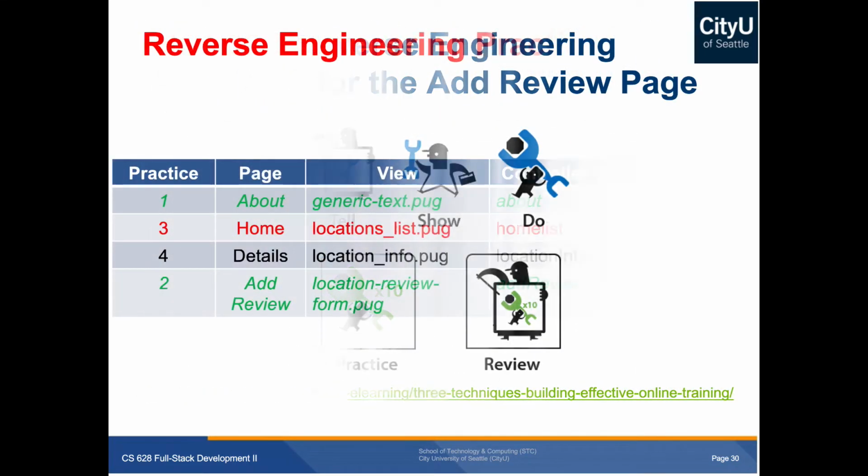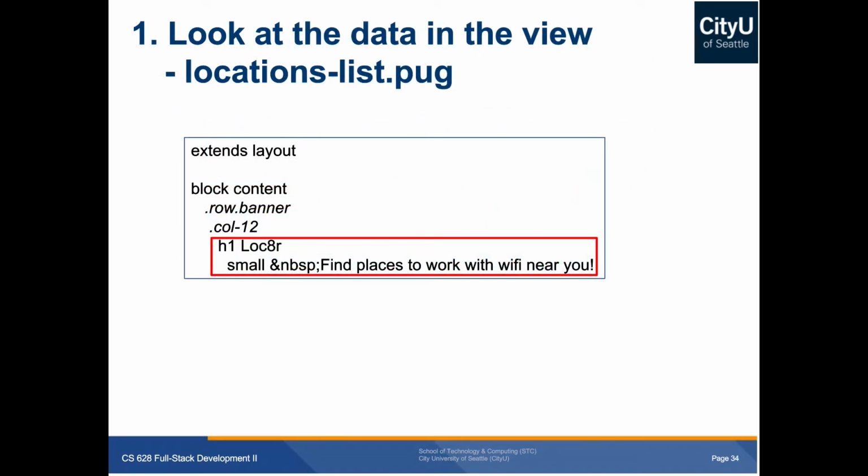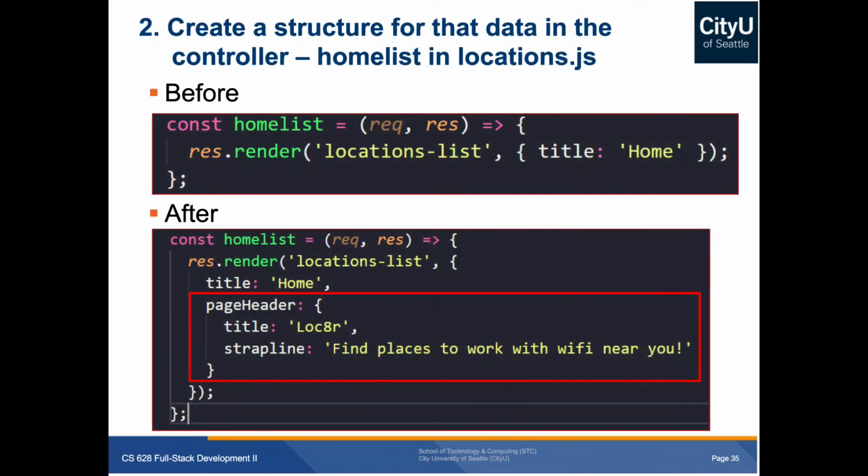More changes. The ampersand NBSP is a non-breaking space, just to add spaces there. Find places to work with Wi-Fi near you. Now you add another one: from the title, you have the strapline. And this time around, we're extending our controllers for the home list.